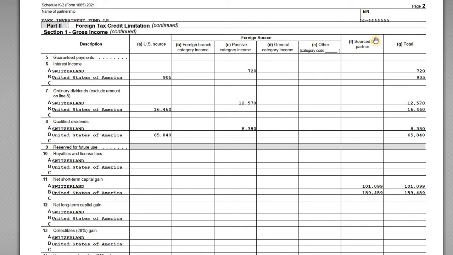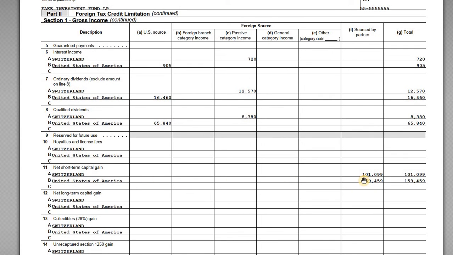Now, when we look here at Schedule K-2, notice that what I've done is we have it in the source by partner column, but I've put each one on an actual country line. So Switzerland, that's the amount of capital gain on the sale of Swiss stocks. This is the amount of capital gain on the sale of these stocks on the U.S. exchanges. Now, these amounts should definitely be in column F for the source by partner, but you can understand there's some confusion here with, well, if it's sourced by partner, why do we have it assigned to a country on A or B? And that's because the instructions weren't that clear in 2021 as to how to report this.